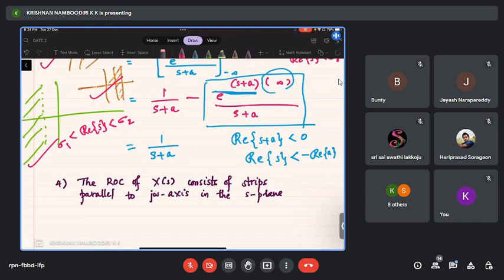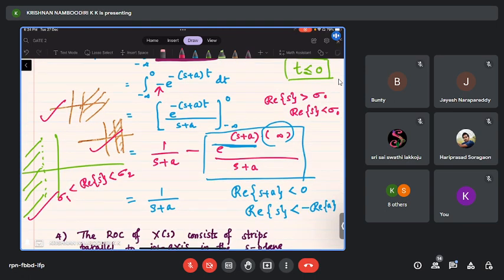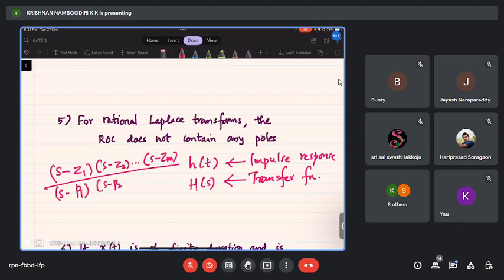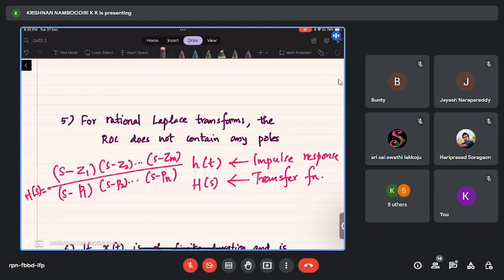So here, whatever we have seen till now were rational Laplace transforms, right? Rational means you can write, say, s minus z1, s minus z2, up to s minus zm, divided by s minus p1 into s minus p2, etc., up to s minus pn. This is called rational form. So suppose h of s is like this.